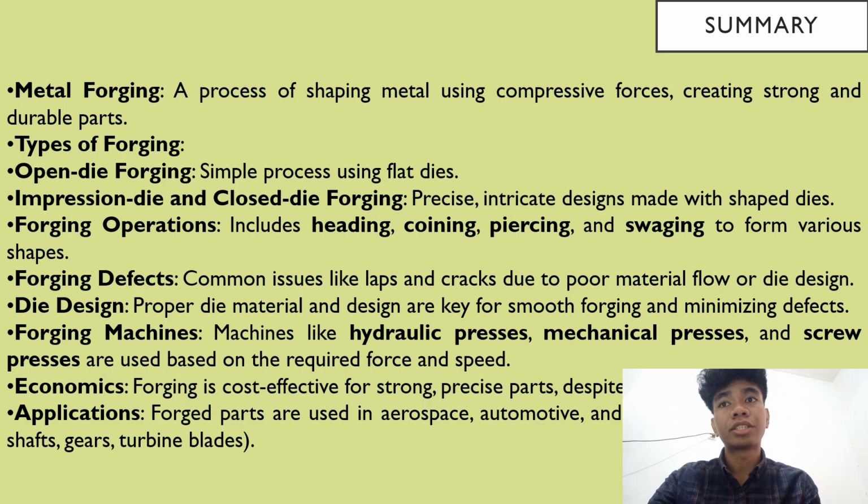Next is the summary. To conclude, forging shapes metal using compressive force, producing strong and durable components. Different forging methods, machines, and die designs enable efficient manufacturing of parts used in aerospace, automotive, and machinery. Despite high initial die cost, forging is highly economical for large-scale production.